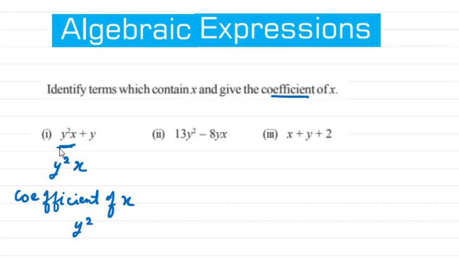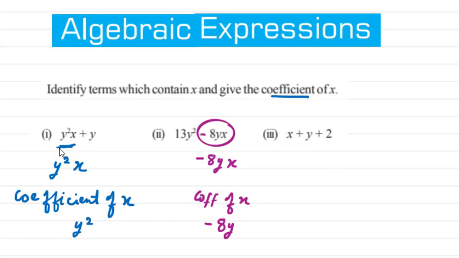So here the next question is, which term is having x? So this term is having x. Now here you have to take this negative sign as well and all the other values. So it is minus 8yx. So here the coefficient of x will be minus 8y. Okay, so other than x you have to take all the other values.